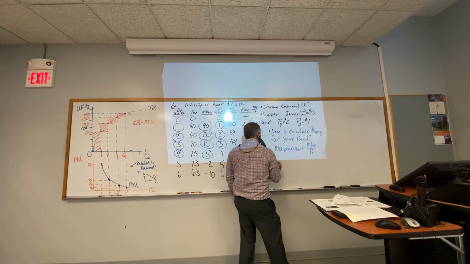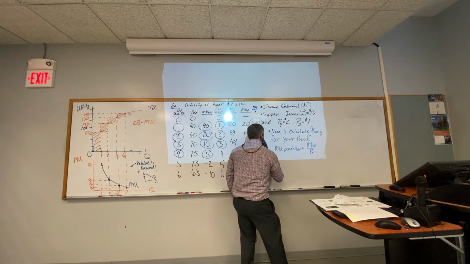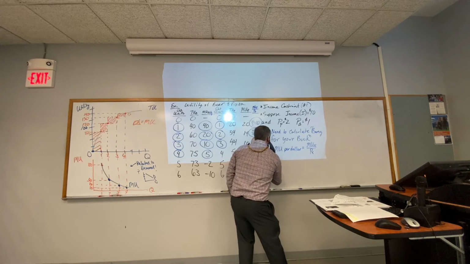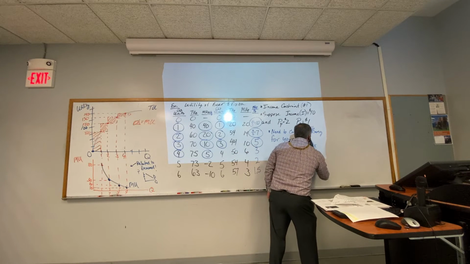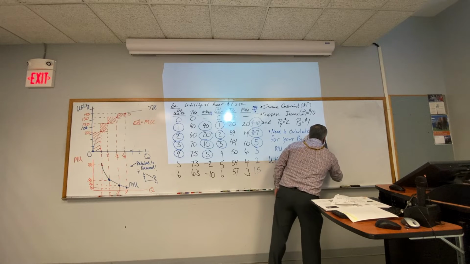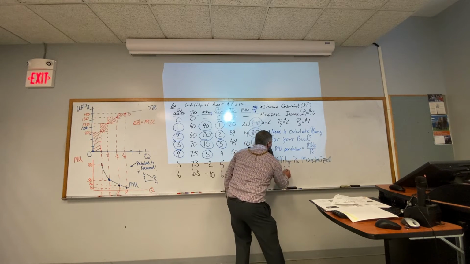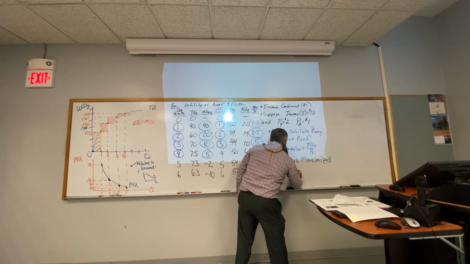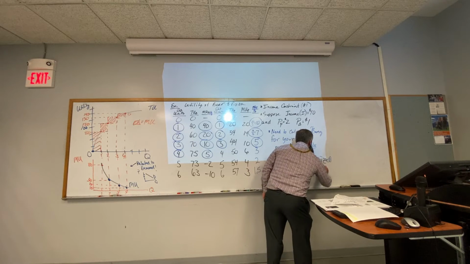All right, so a couple things here. Let me just say utility is maximized with the quantity of beer equal to 4 and the quantity of pizza equal to 3.